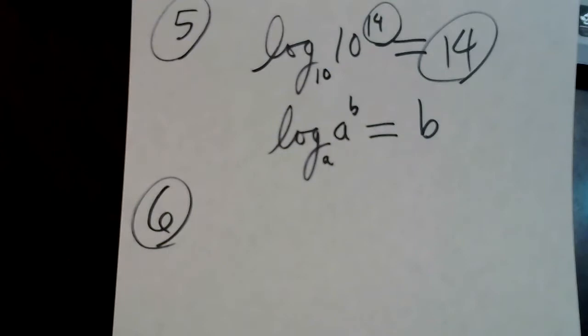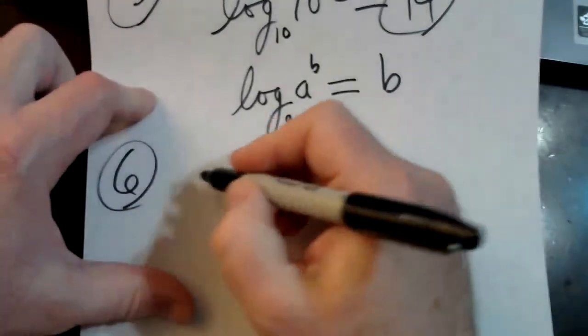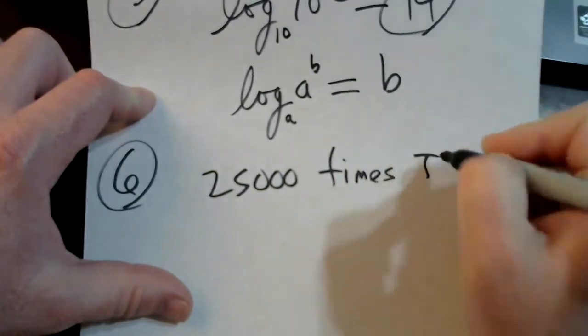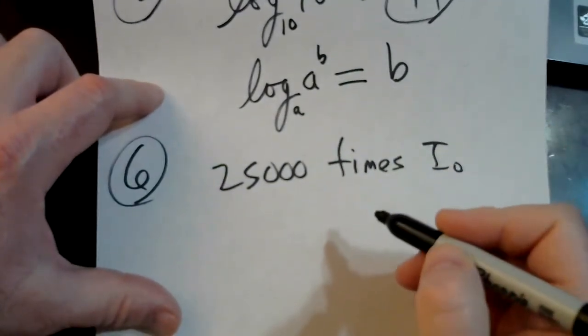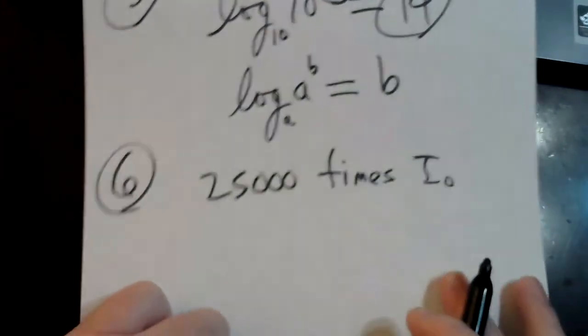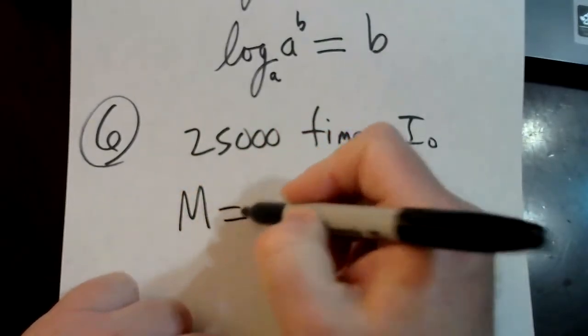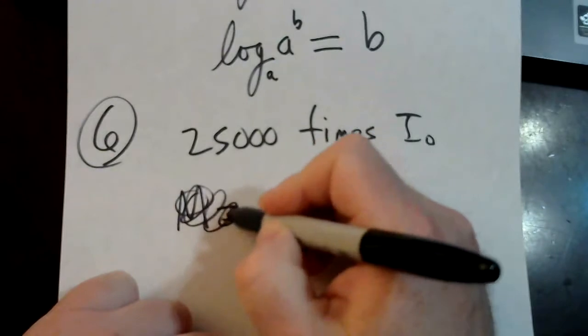Now this one is number 53 from the book. It says if an earthquake has an intensity 25,000 times I0, what is the magnitude of the earthquake? So 25,000 times I0 is the intensity. All right. And they're looking for the magnitude. Well, let me give you the definition of the magnitude of an earthquake. And I think they usually use an R there.